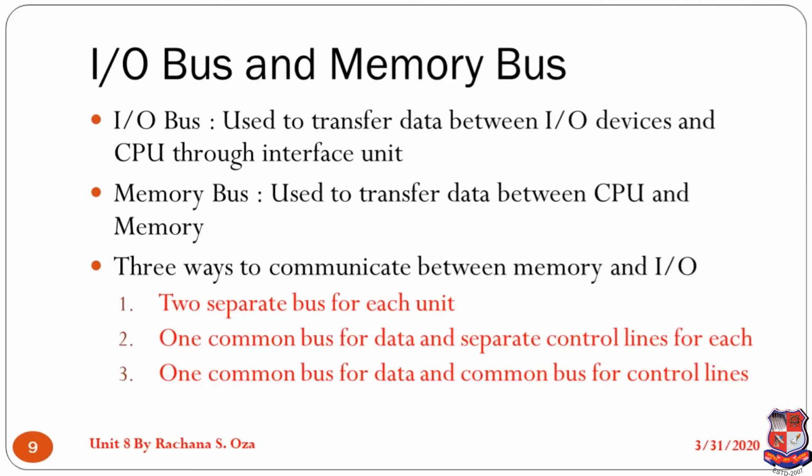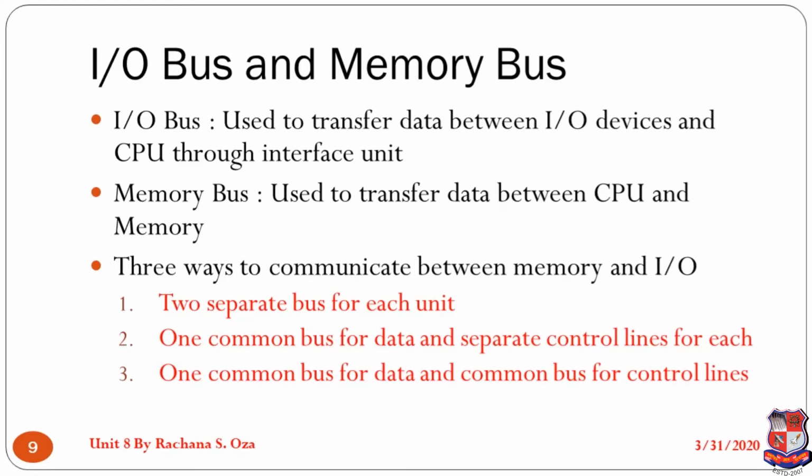When you say a bus, we have already discussed in unit 2, a bus is a set of connection of wires. Now what is an I/O bus? An I/O bus is used to transfer or carry the data between the I/O device and the CPU through the interface unit. The second entity is a memory bus. The memory bus is used to transfer data between the CPU and a memory.